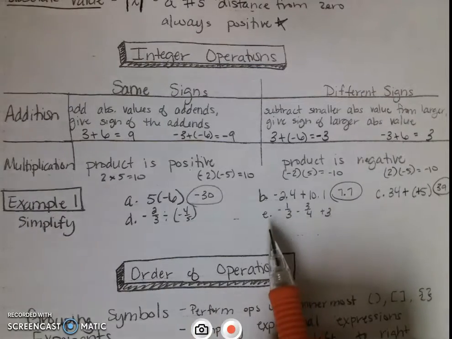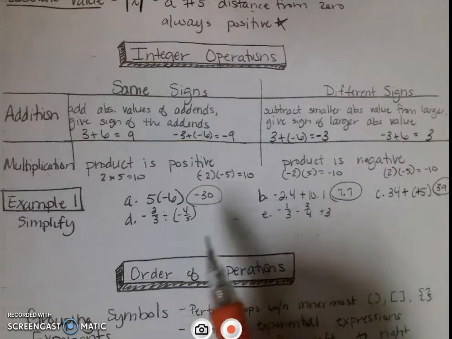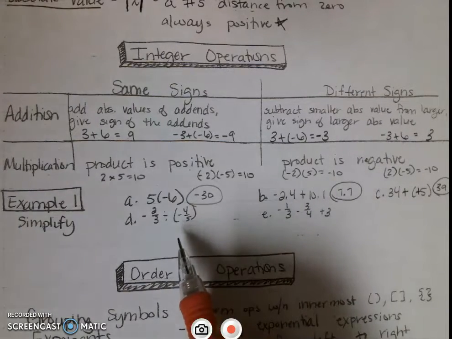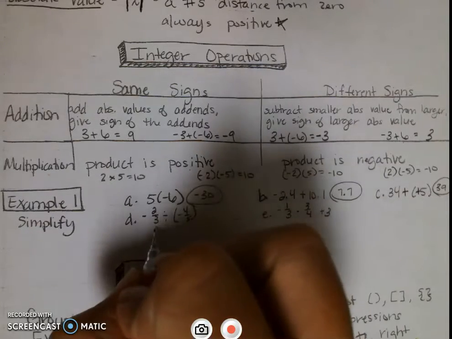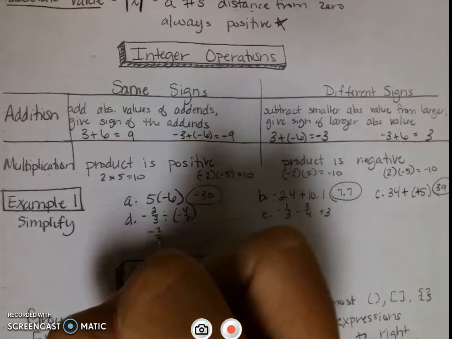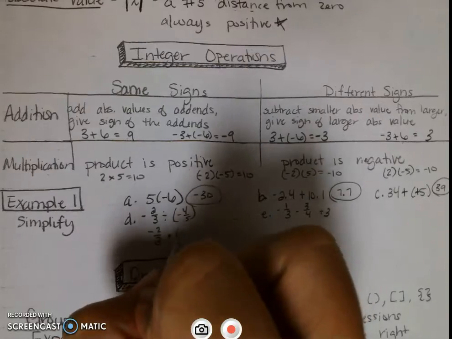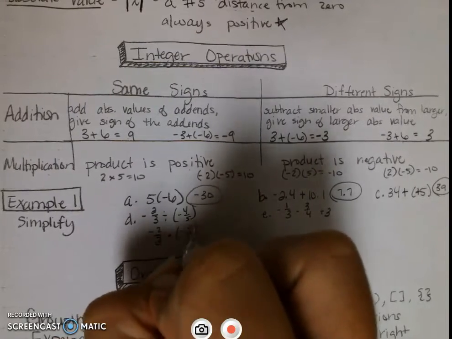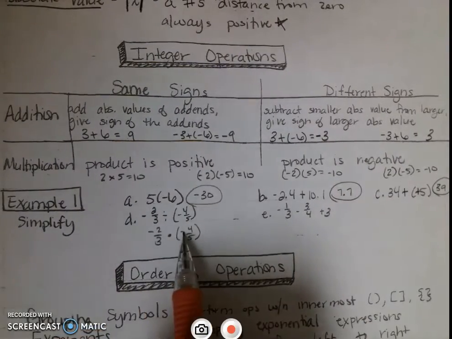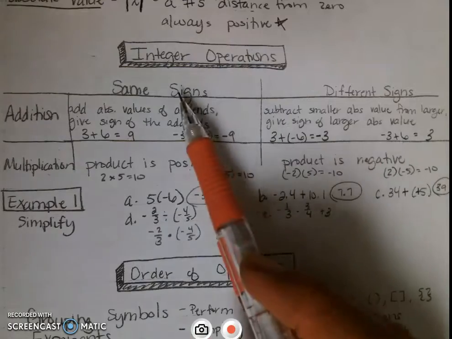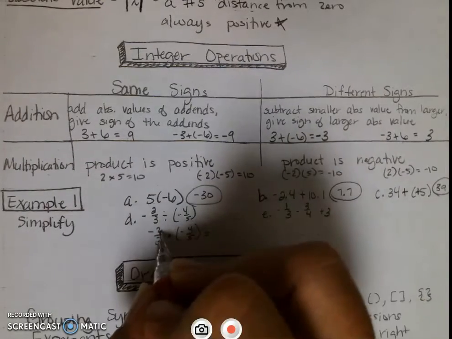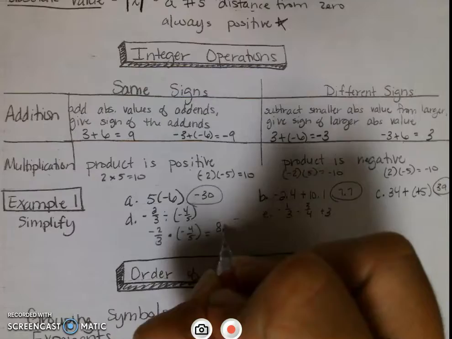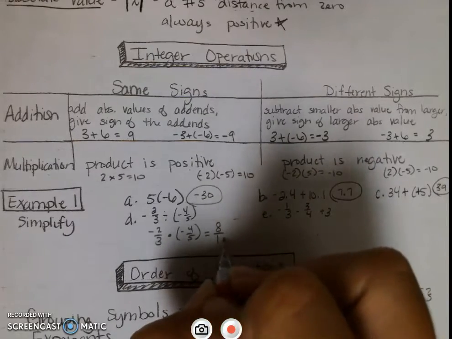All right, D and E, we're getting into a little bit of fraction work here. So hopefully you remember how to use fractions. D, we're dividing, so we need to multiply by the reciprocal. So negative 2/3 times negative 4/5. All right, well, we have a negative times a negative. That's the same sign. We're multiplying, so it's going to be positive. So we just do 2 times 4 is 8. 3 times 5 is 15.